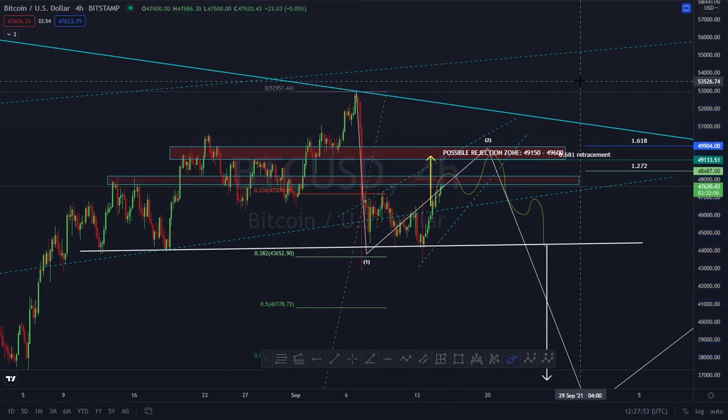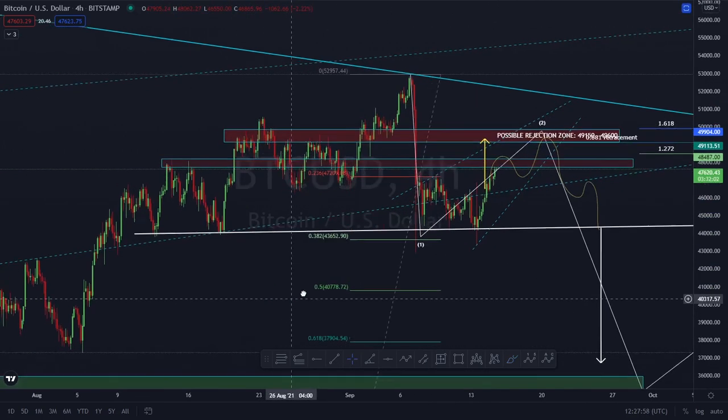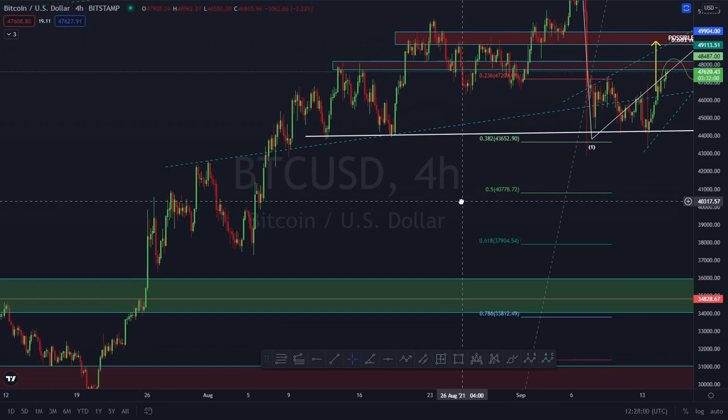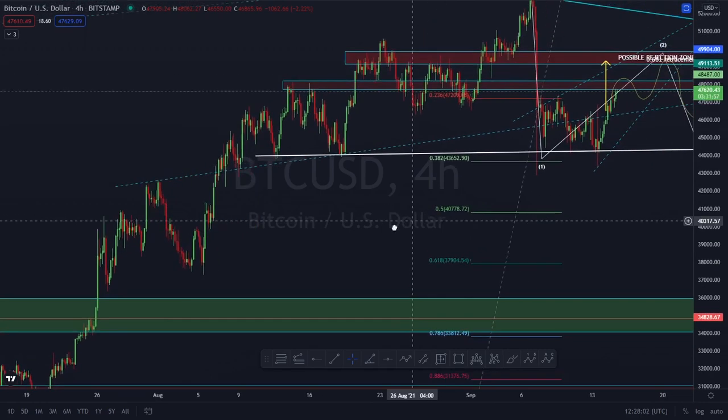It doesn't work like that in any markets at all. So we always have follow through. The price always moves in correction. In a correction, it always moves down in a three-wave move.